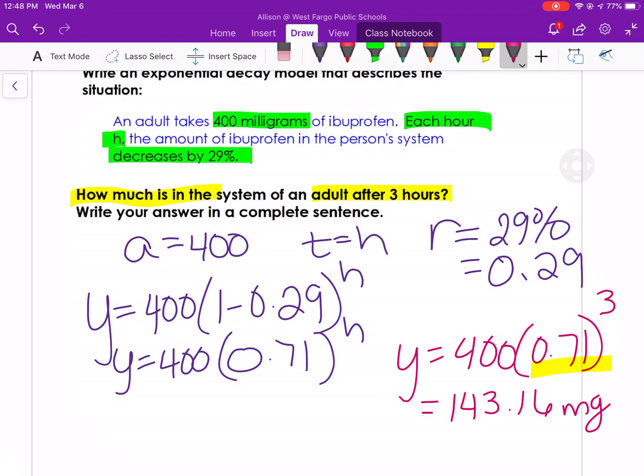So writing our answer in a complete sentence might sound something like this. After 3 hours, I have 143.16 milligrams of ibuprofen left in my system. And then that might be a safe time to take more. Not that that needs to be in your sentence.